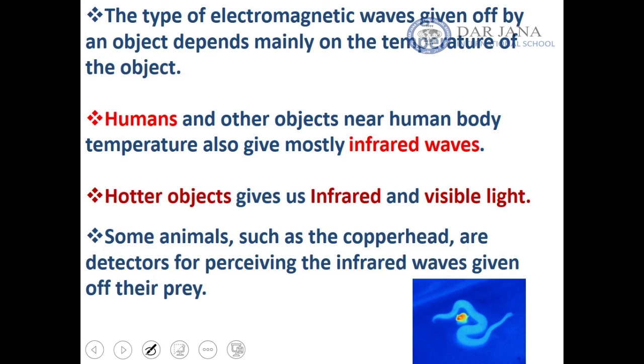Now the type of electromagnetic waves given off by an object depends mainly on the temperature of the object. For example, humans and other objects near human body temperature give off mostly infrared waves. Hot objects give off infrared and visible light. Now some animals, such as the copperhead, have detectors for perceiving the infrared waves given off by their prey.